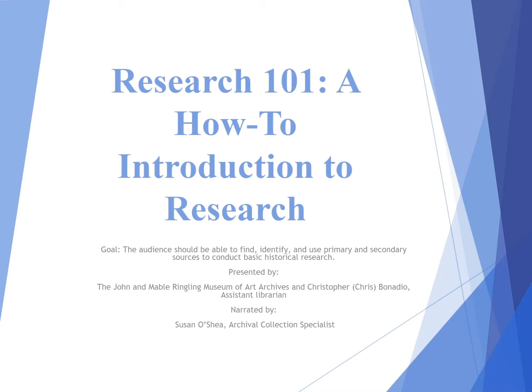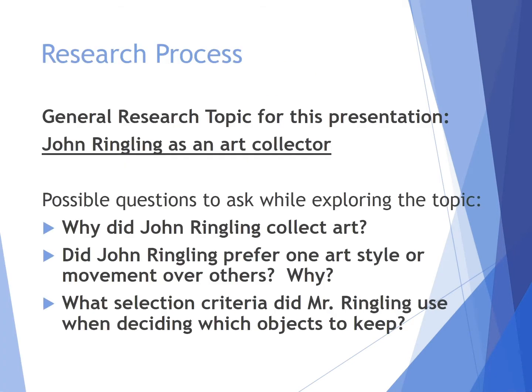Our goal today is for you to be able to find, identify, and use primary and secondary sources to conduct basic historical research. For this presentation, we are going to keep our topic broad. We will focus on John Ringling as an art connoisseur versus John Ringling as a businessman or as an early 20th century American socialite.